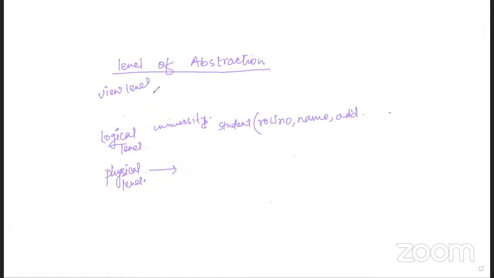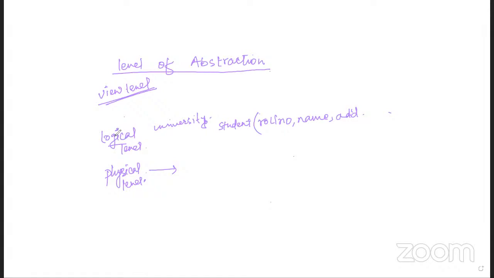Okay, sir. And what is the view level? So the view level is the student data. This is for security purposes, right? We do not want users to see what relations are present in the logical level, and what the relationships amongst those relations or tables are. So we only display the required data to the user in the view level.